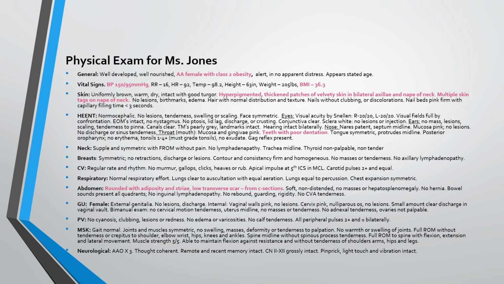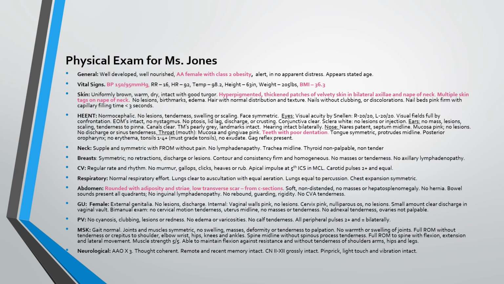And then her physical exam. She is a female with class 2 obesity. She has hypertension. Based on this reading, we'd have to officially diagnose her. She'd need a subsequent elevated blood pressure. Her BMI here, she's got these hyperpigmented, thickened patches of velvety skin on her arms and the nape of her neck, which is a sign of something. If you don't know, definitely go back and look that up, as well as multiple skin tags on the nape of her neck. So you want to look that up as well.